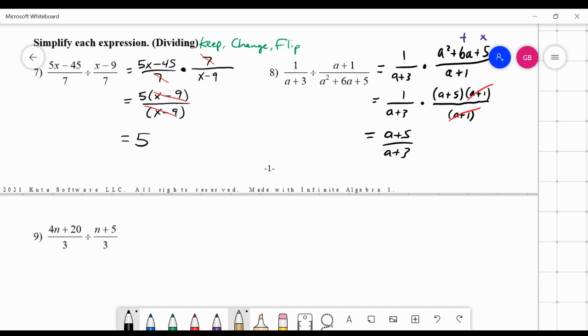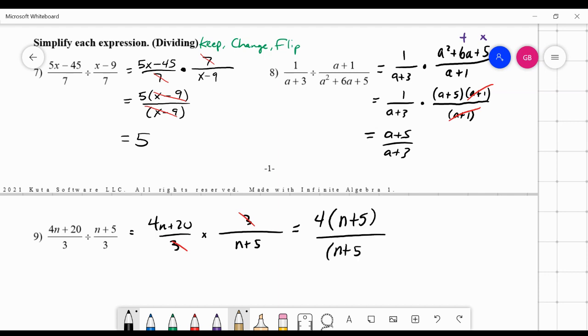Okay, number 9, keep, change, flip. Okay, you can see that we cross this out here. Now I'm going to factor 4n plus 20. GCF is 4, so you're left with n plus 5 over n plus 5. Cross the n plus 5 out, so your answer is 4.